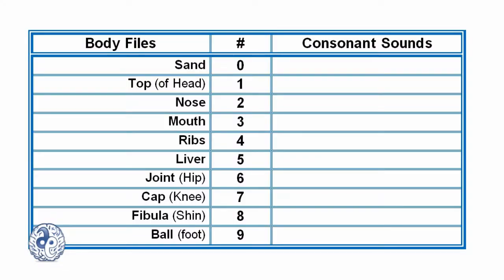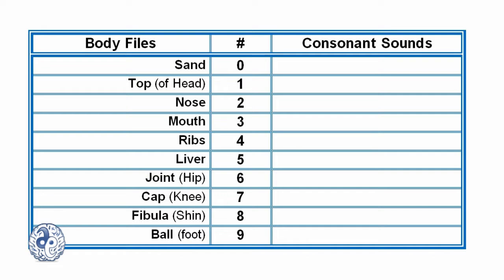Now remember, we're taking the body files and we're going to use them to translate abstract numbers into a picture. So what we have to do is take the consonant sound of the first letter of each one of these words. As you can see on this table that I created, on the left side are all the body files, in the middle you see all the numbers, and on the right you're going to see the consonant sounds. So we're going to take the first letter of each one of the body files and use that to match it up with the corresponding number. I'll give you an example on that later.